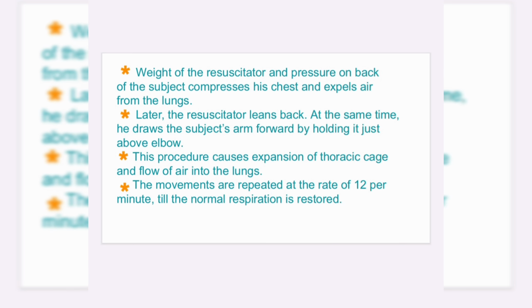Weight of the resuscitator and pressure on back of the subject compresses his chest and expels air from the lungs. Later the resuscitator leans back. At the same time he draws the subject's arm forward by holding it just above elbow. This procedure causes expansion of thoracic cage and flow of air into the lungs. The movements are repeated at the rate of 12 per minute till the normal respiration is restored.